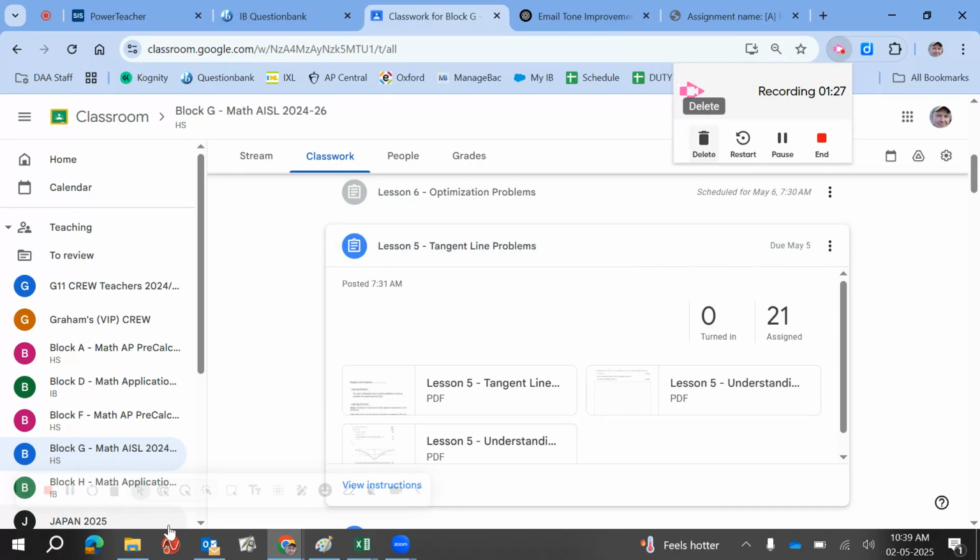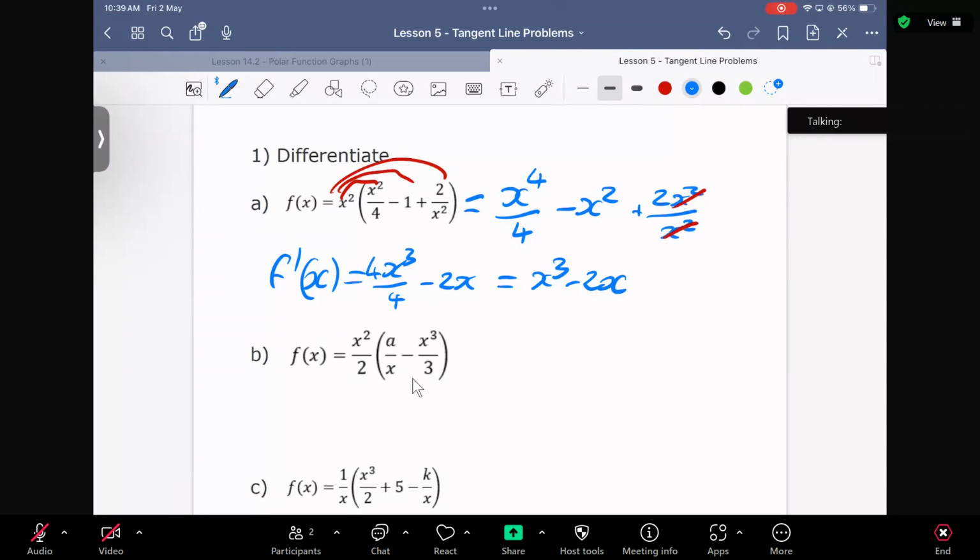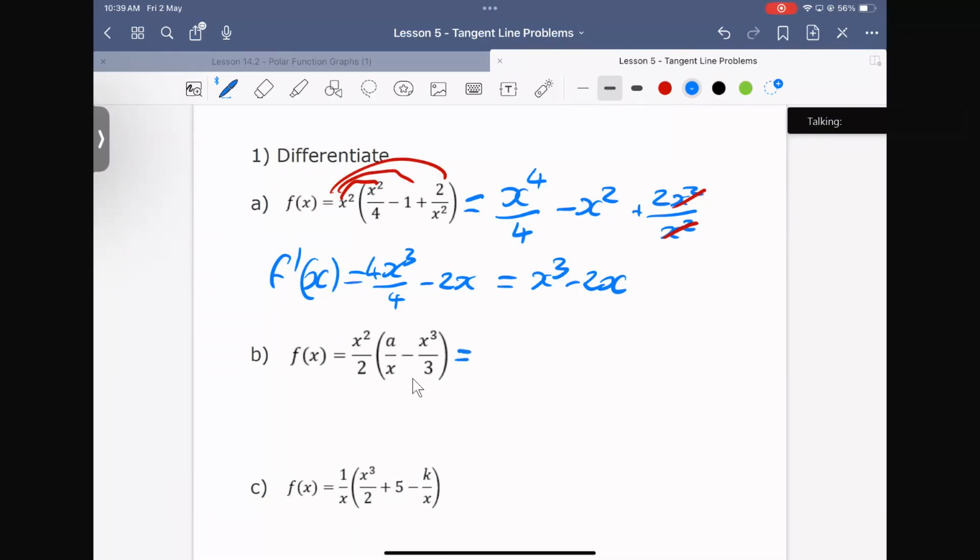The next one. All right, so when we expand the brackets, we multiply numerators and we multiply denominators. This first one is going to be ax squared over 2x. This next one's going to be ax to the 5. When you multiply x squared by x cubed, you add the exponents. In the denominator, we'll get 2 times 3, and that's going to give us 6.